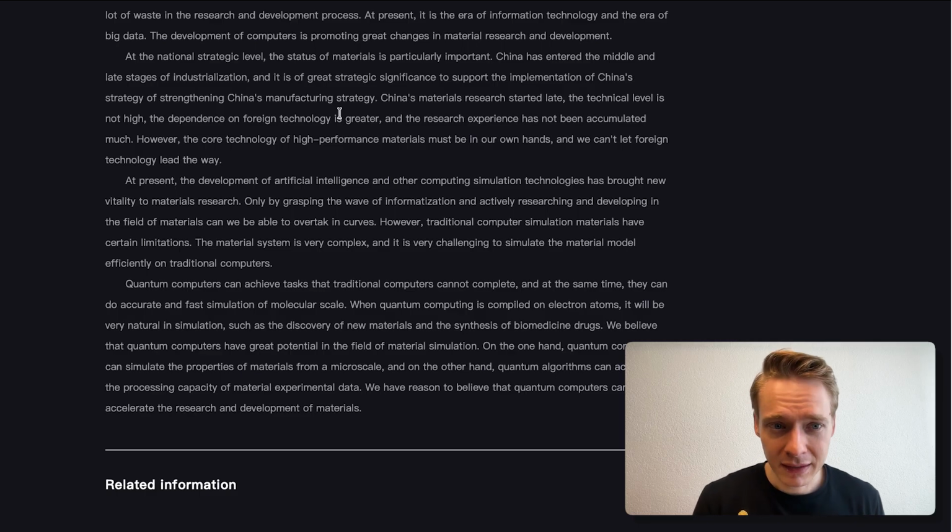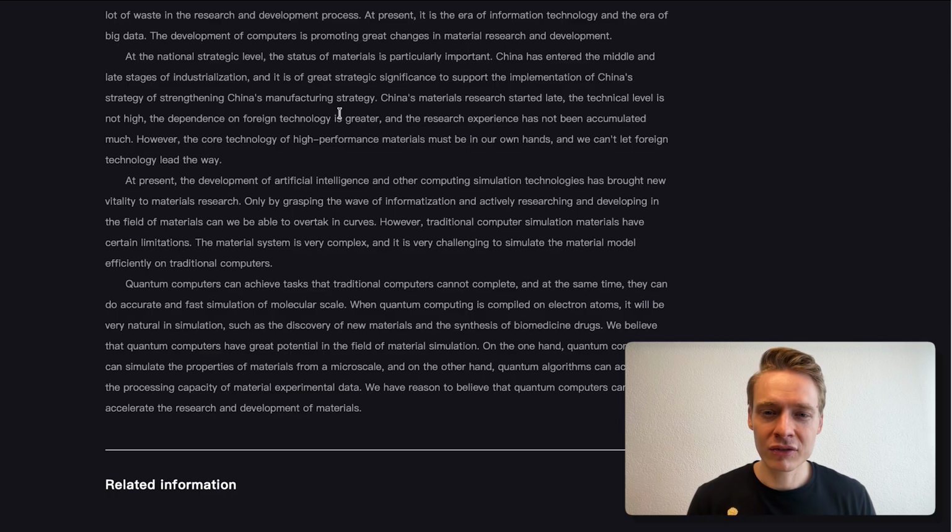So back to the text. At present, the development of artificial intelligence and other computing simulation technologies has brought new vitality to materials research. Only by grasping the wave of informationization and actively researching and developing in the field of materials can we be able to overtake in curves.